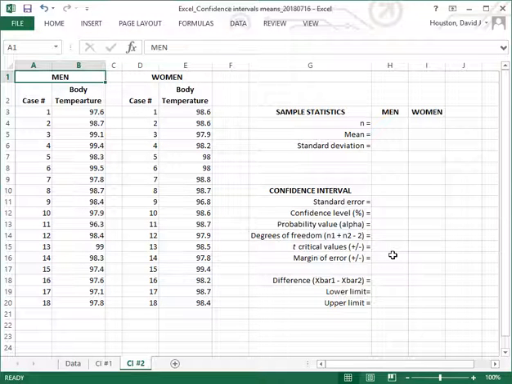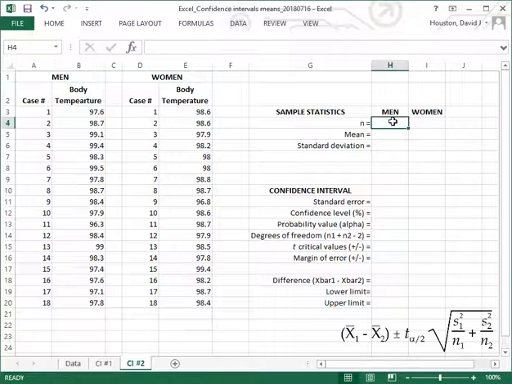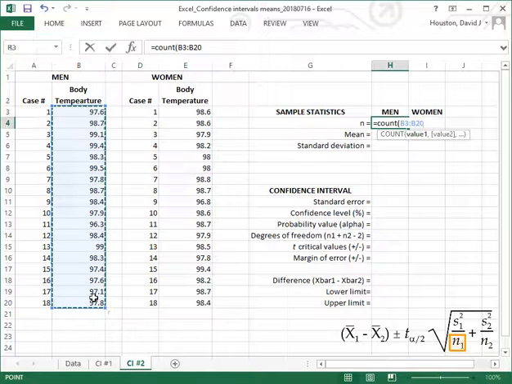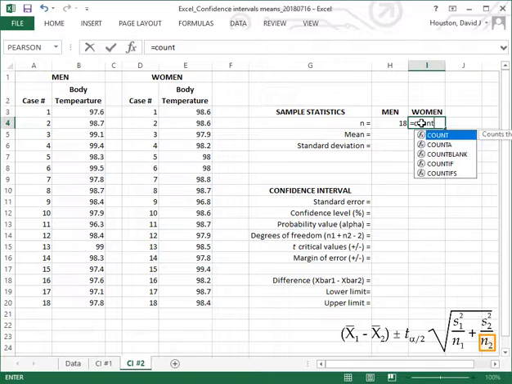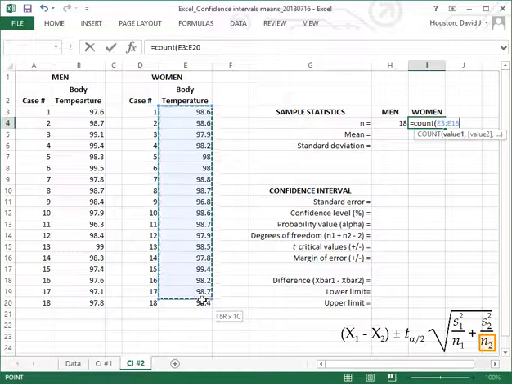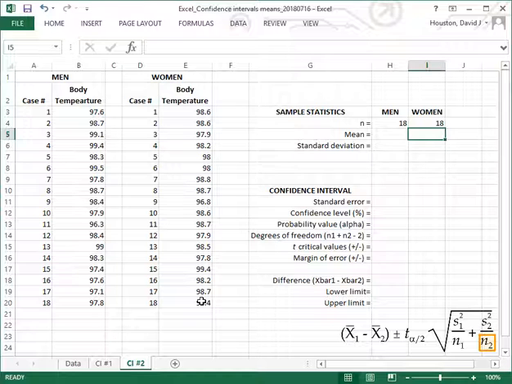To demonstrate how we can use Excel for computing confidence intervals around the difference between two sample means, I've got data here for both 18 men and 18 women in terms of their body temperature in degrees Fahrenheit. The first thing we'll do is find sample statistics for each of these groups. So we'll use the count function to find the number of cases under the men category, and we'll do the same thing using the count function for the number of women, and there are 18 in each, which we can easily see there.